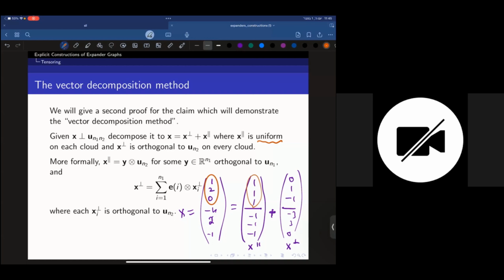So which cloud is the... Right. Good. So here anything can happen, but in x parallel, every cloud always contains the same value. Different clouds contain different values, but every cloud contains the same value, and that's why I say it's parallel to the all ones vector.